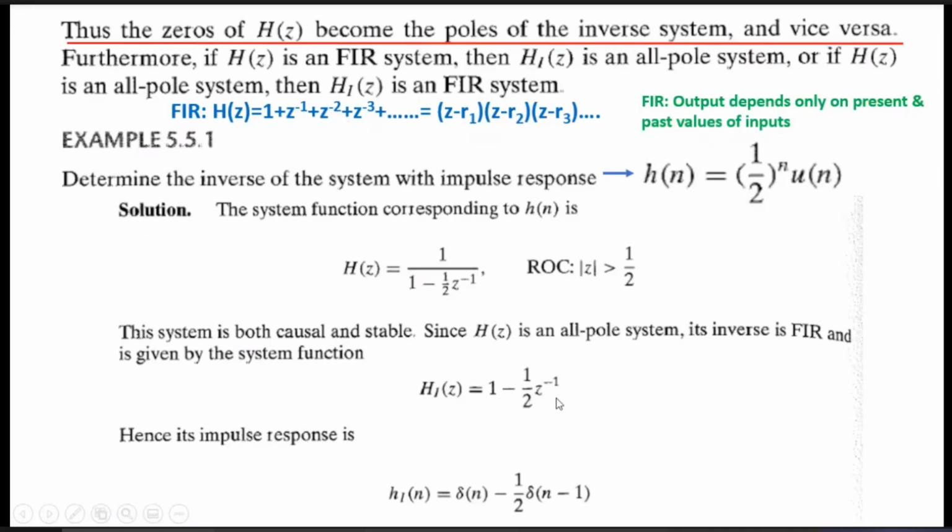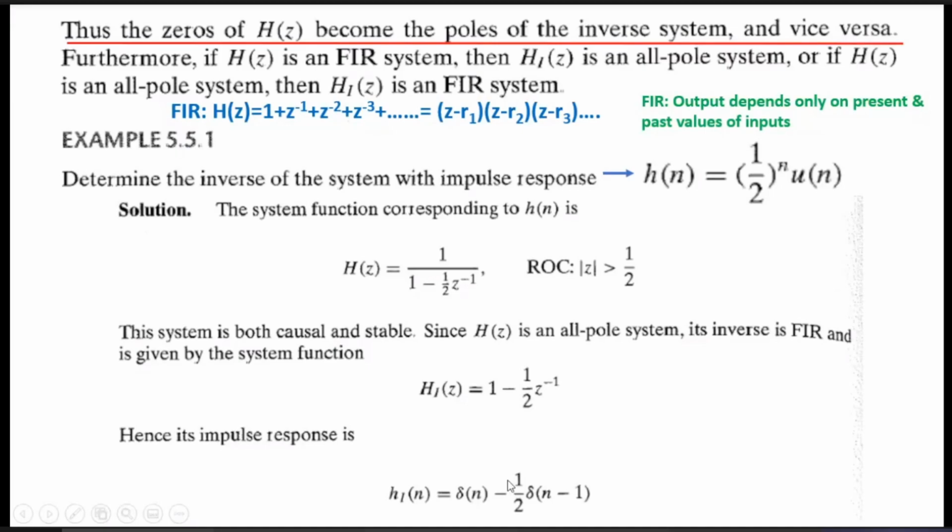Okay, 1 minus half z inverse. So if you take it in the time domain, what is the impulse response? In time domain, the impulse response is the inverse Z transform. The inverse Z transform of 1 is delta n, and z inverse is half delta n minus 1.